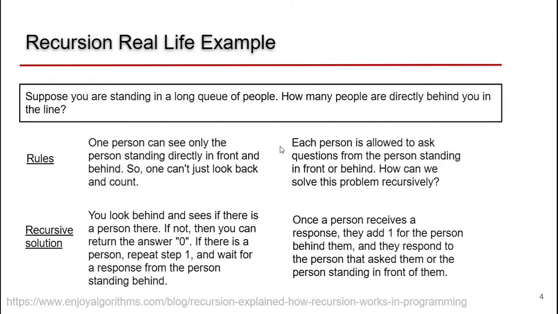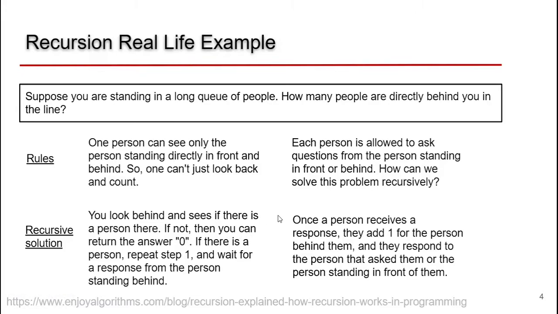And there is one question that can be asked: do you have a person behind you or not? If we want to implement this as a recursive solution, then we will make each person ask the person behind, do you have a person or not? If there is a person, you will return 1. If not, you will return 0.